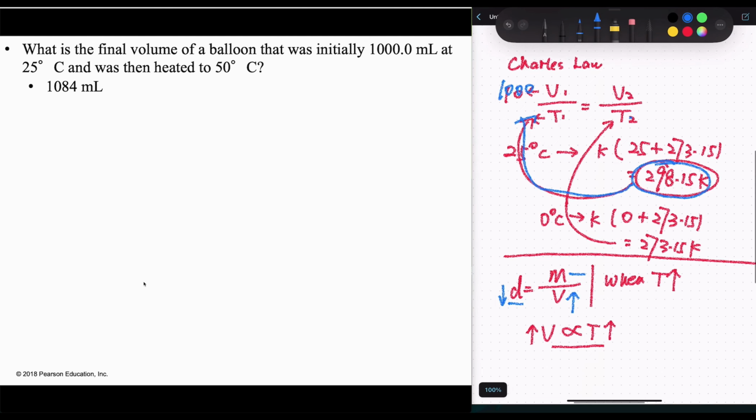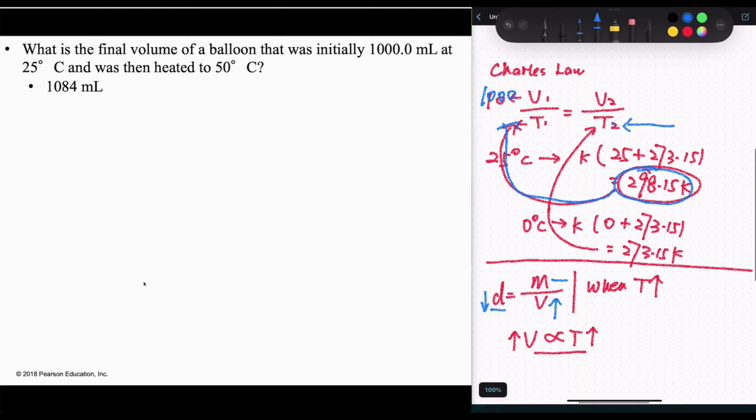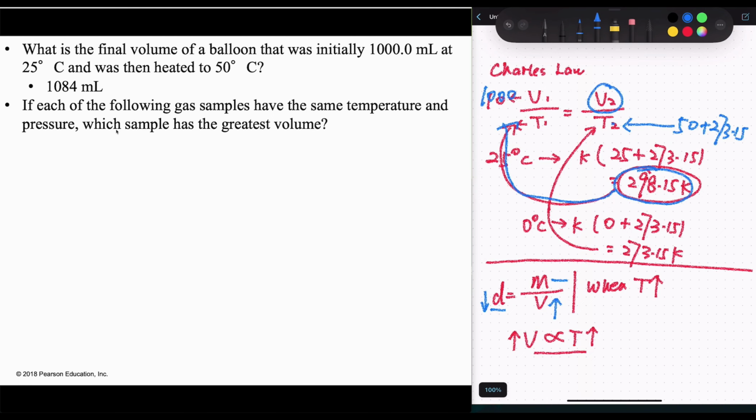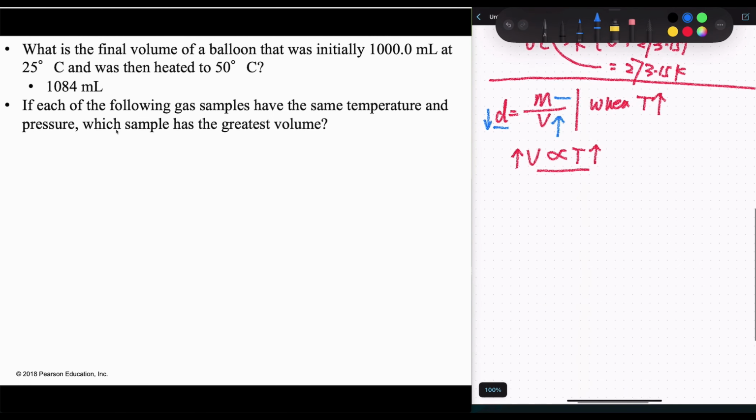We also know T2 because it says it has been heated up to 50 degrees. T2 will be 50 plus 273.15. Now since we know T1, T2, and V1, we can definitely calculate V2. So V2 will be 1,084 milliliter. Now let's see the next question.